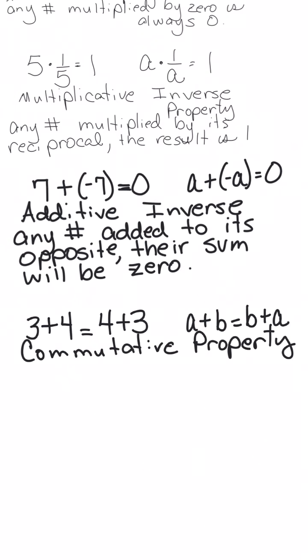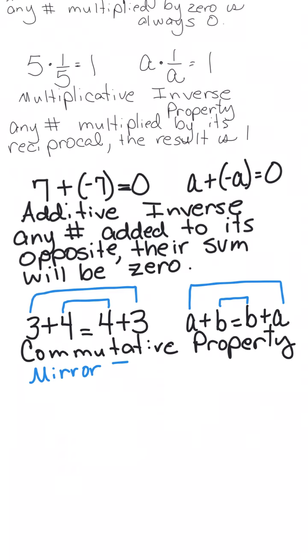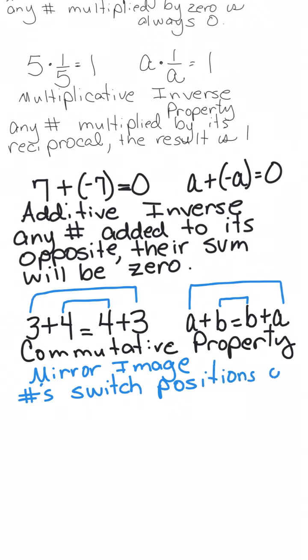The numbers beside the equal sign will always be the same. And the numbers on the outside will always be the same. So they're learning that the fact 3 plus 4 is equal to 4 plus 3. So when I teach commutative, I think mirror image. And the numbers switch positions on each side of the equal sign.